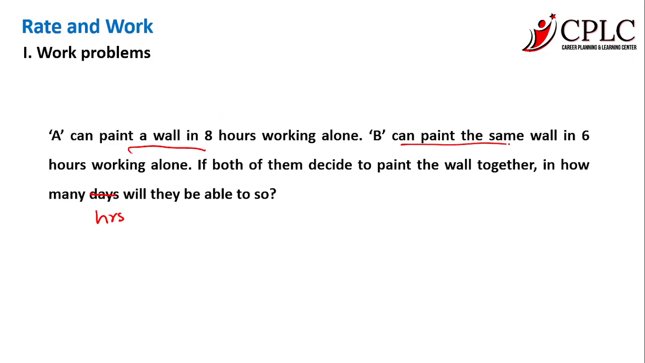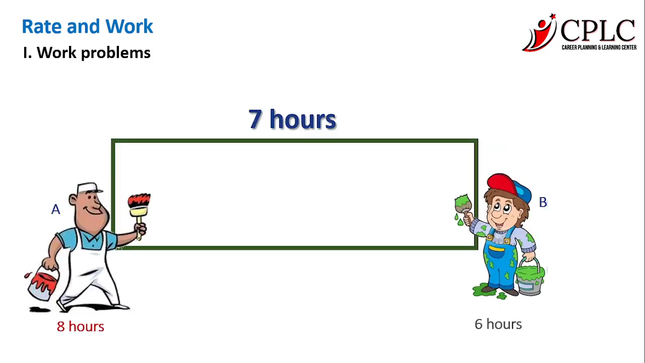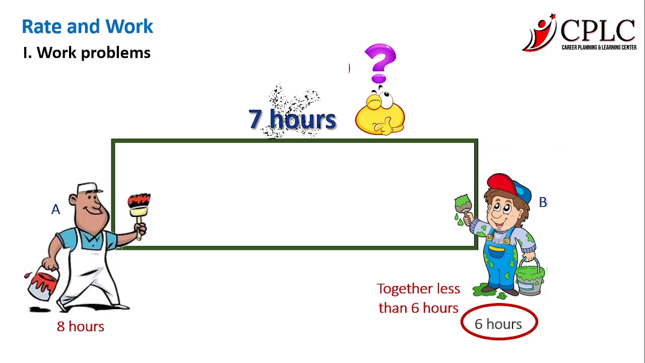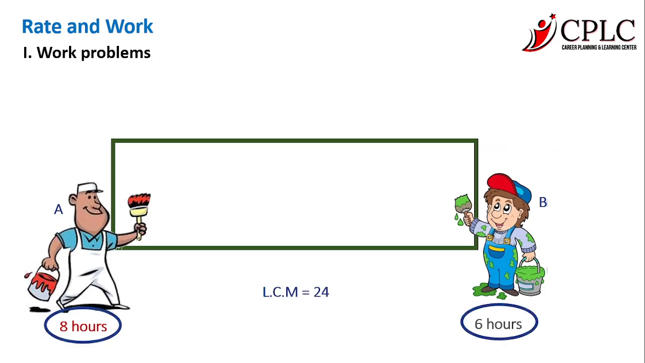They said that A paints a wall in 8 hours working alone, and B also paints the same wall, and this part is very critical. Same wall means the work done is the same, but obviously the time is different when they are individually working, which means their efficiencies are different. That's why the time is different, because the work is the same. So we call that the LCM method. How do we do that? Very simple. We'll take the LCM of 8 and 6.